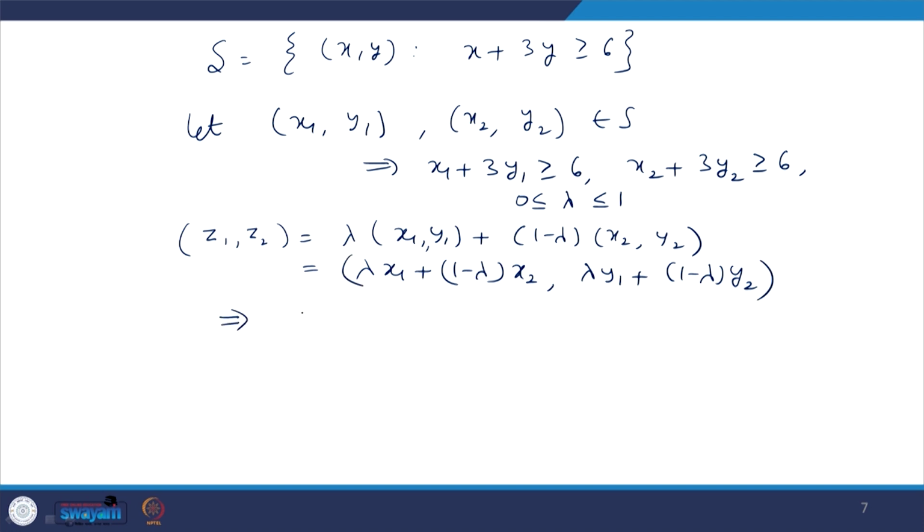So, this implies z 1 is, because first component will be equal to first component, second to second, equal to lambda x 1 plus (1 minus lambda) x 2, and z 2 will be equal to lambda y 1 plus (1 minus lambda) y 2. So, we have to show that (z 1, z 2) belongs to S. That means we have to show that z 1 plus 3 z 2 must be greater than or equal to 6, then only (z 1, z 2) belongs to S. Okay. So, let us take z 1 plus 3 z 2.